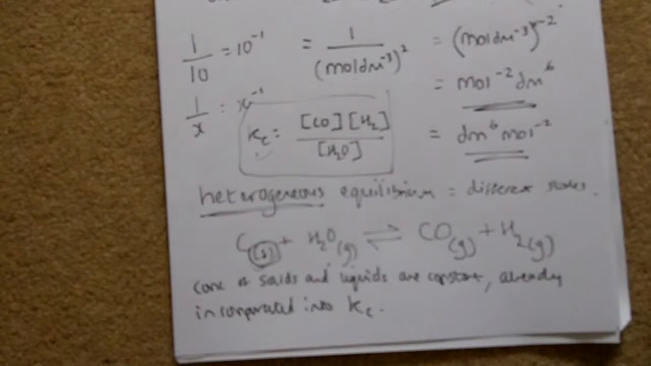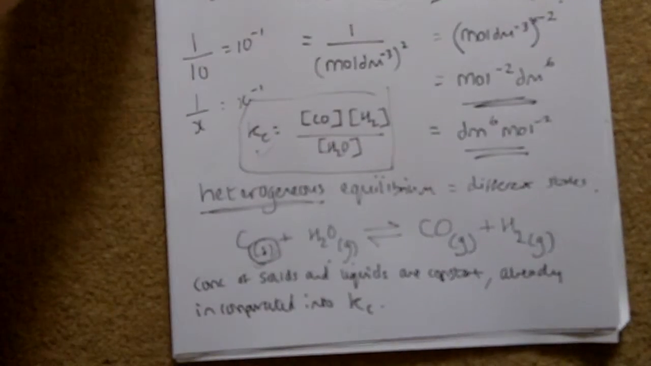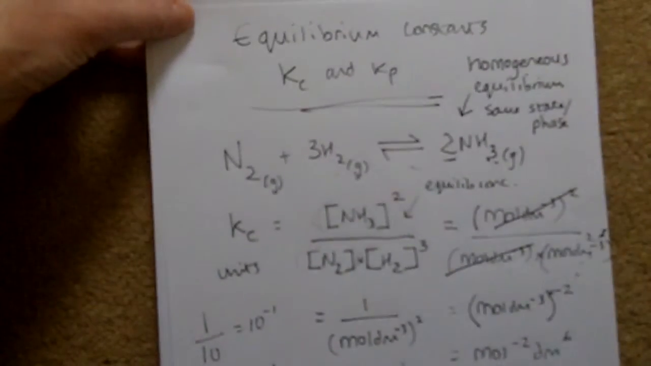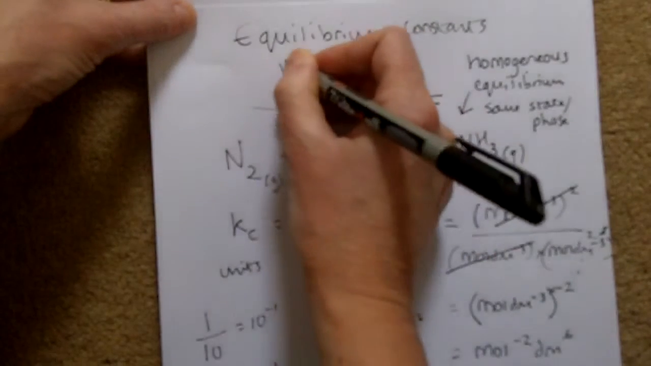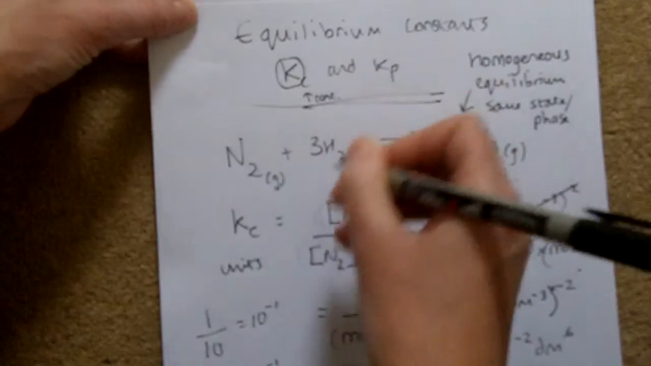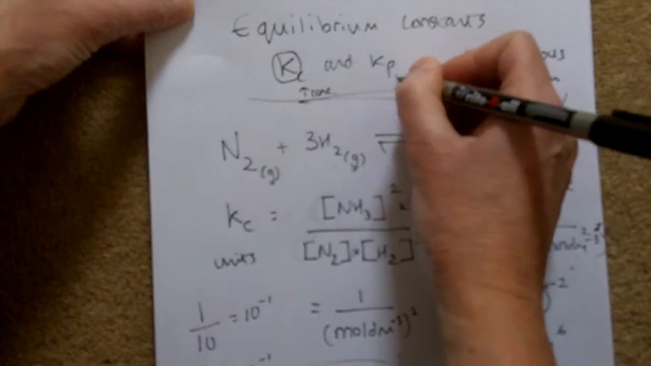Okay, right, now just go back a second. Kc, the K is the equilibrium constant. C stands for concentration. P stands for pressure.